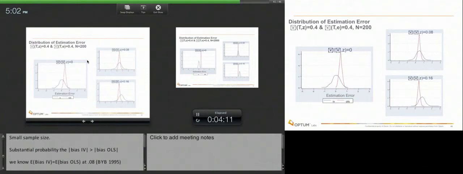And sure enough, instrumental variables, which is the blue line, is centered right over 0. So in the case where we have a perfectly clean instrument, we have no bias and it's centered right over 0. No bias and it's normally distributed.